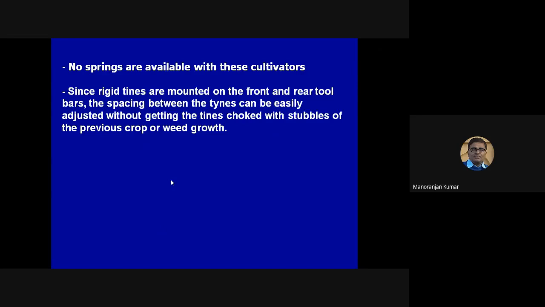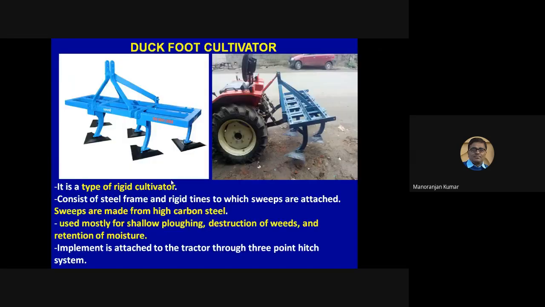Since rigid tines are mounted on the front and rear toolbars, the spacing between the tines can be easily adjusted without the tines getting choked with stubble of the previous crop or weed growth. This is an example of the rigid tine cultivator. The name is duck foot cultivator. Why is this cultivator known as a duck foot cultivator? Here you can see the shovel is in the shape of the foot of a duck. That's why this is known as a duck foot cultivator.